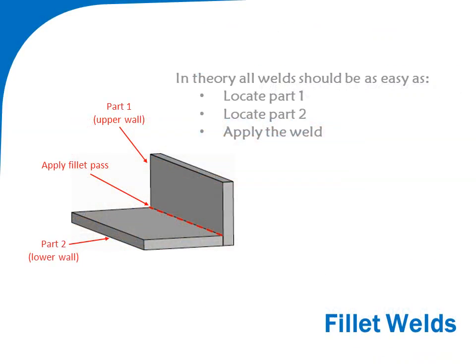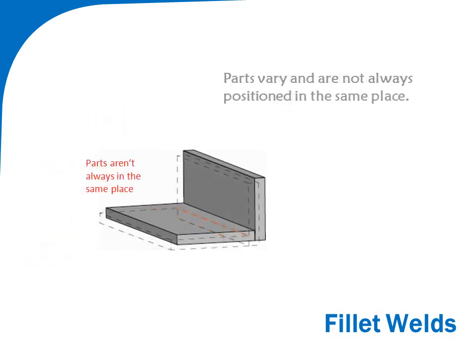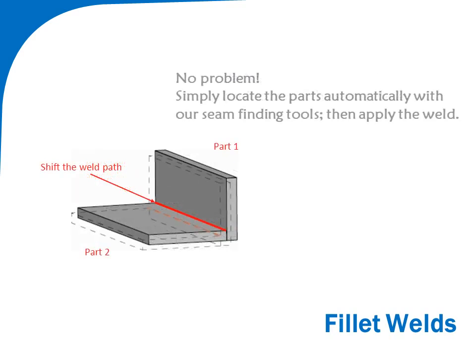A fillet weld is the most common joint type. Locating the upper and lower walls, or parts, allows us to determine the optimal location of the weld seam. Parts aren't always consistent in quality, or presented in the same location, making it difficult to locate the weld seam. Using our seam finding tools, it's easy to locate the upper and lower parts and adjust the seam location as parts shift.